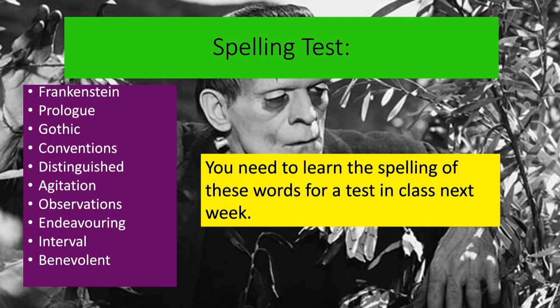So we have the word Frankenstein, prologue, Gothic, conventions, distinguished, agitation, observations, endeavouring, interval and benevolent. So those spellings you'll need to learn. I always think the look, cover, write, check tactic is quite good. If you were to do that 3 to 4 times for each spelling, maybe try and do it every day until next week, you'll definitely learn them. If not every day, every other day, and they should be embedded in your mind, ready for your test.